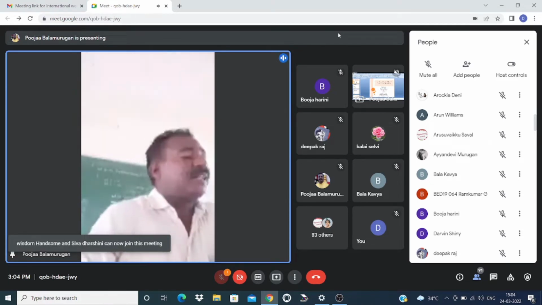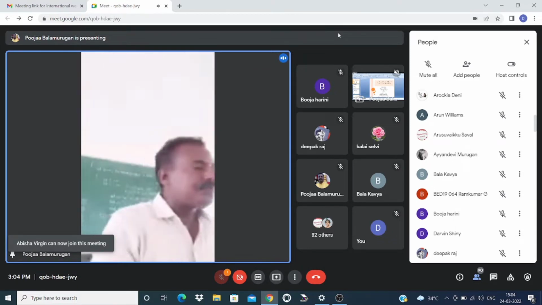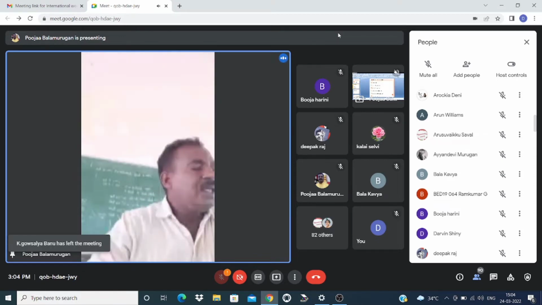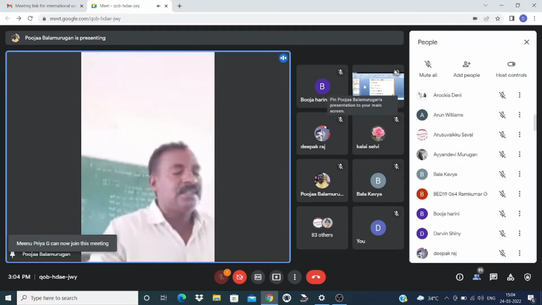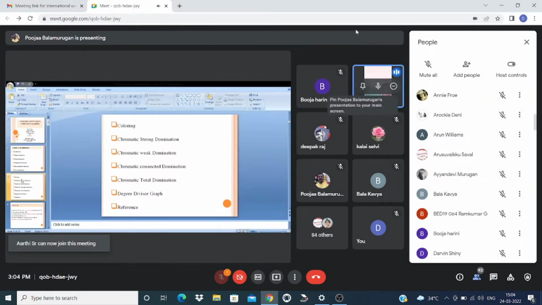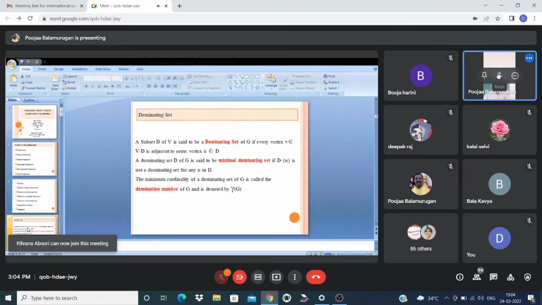My title of the session is discussion about various domination parameters. This is the outline of the presentation: domination, strong domination, weak domination, connected domination, disconnected domination, total domination, and coloring, and chromatic strong domination, then chromatic weak domination, then chromatic connected domination, and chromatic total domination. Finally, we discuss degree divisor graph. These are my main areas of research.